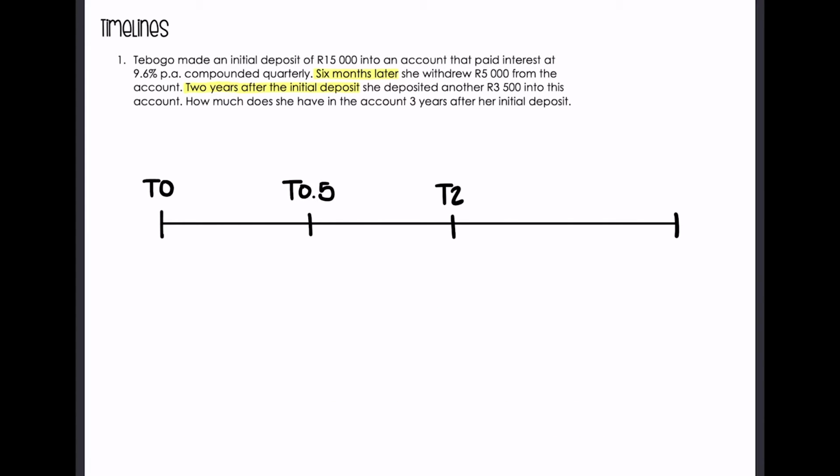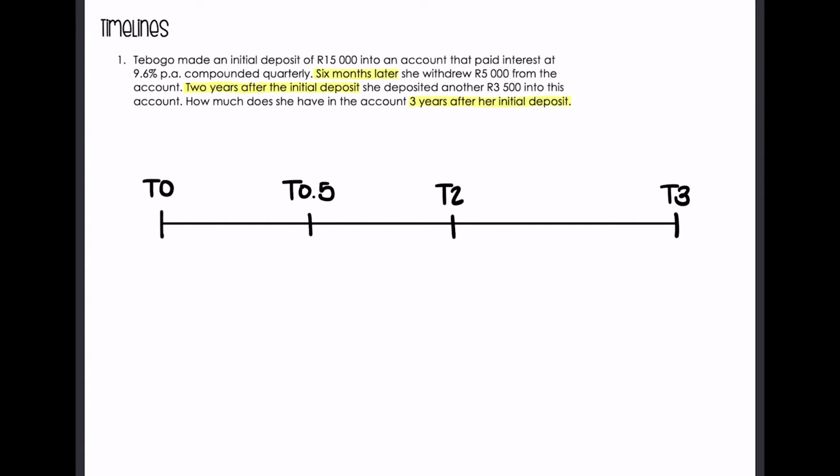Then it says how much does she have in the account 3 years after her initial deposit? Again, not 3 years later, because 3 years later would be 3 years after whatever you've just put down, and what you've just put down is term 2. So 3 years later would be term 5. But it's not 3 years later, it's 3 years after the initial deposit, so that is term 3.